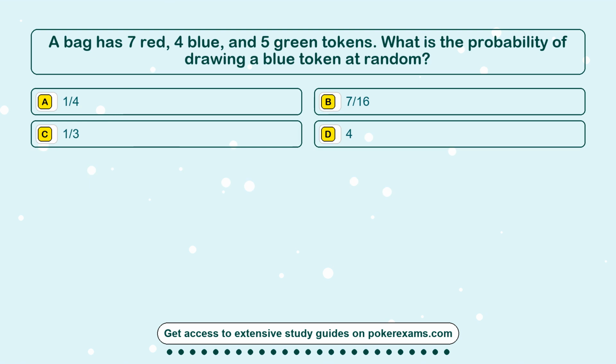Question 22. A bag has 7 red, 4 blue, and 5 green tokens. What is the probability of drawing a blue token at random? Option A 1/4. Option B 7/16. Option C 1/3. Option D 4.